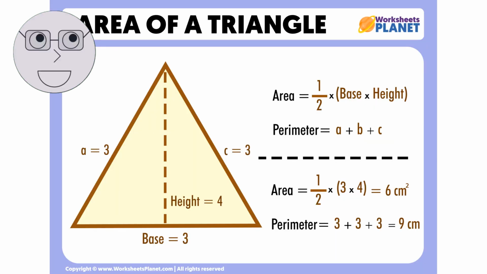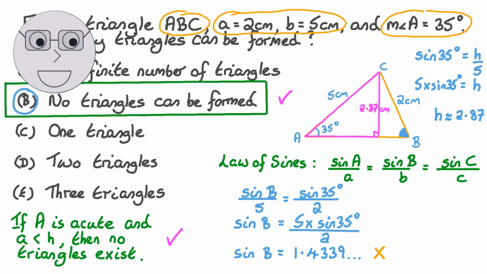Non-right triangles are triangles that do not have a 90-degree angle. These triangles can be classified as acute, obtuse, or right-angled, depending on the measures of their angles. To solve problems involving non-right triangles, we can use the law of sines and the law of cosines.